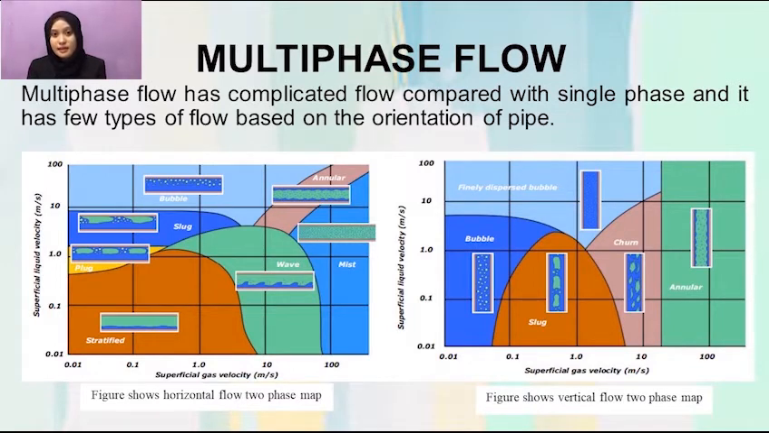As in the slide, the figures show when the orientation of pipe is horizontal, the flow involved in this phase is plug, slug, bubble, stratified, annular, mist and wave. Meanwhile, when the orientation of pipe is vertical, the flow involved is bubble, dispersed bubble, slug, churn and annular.